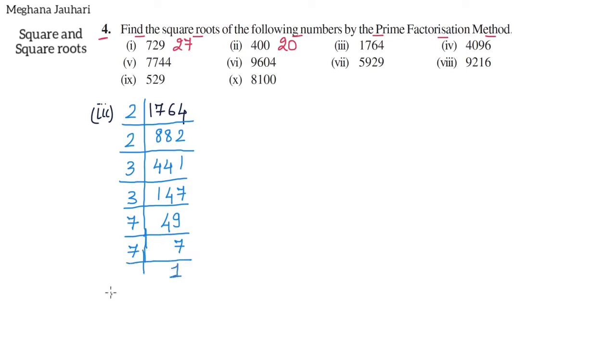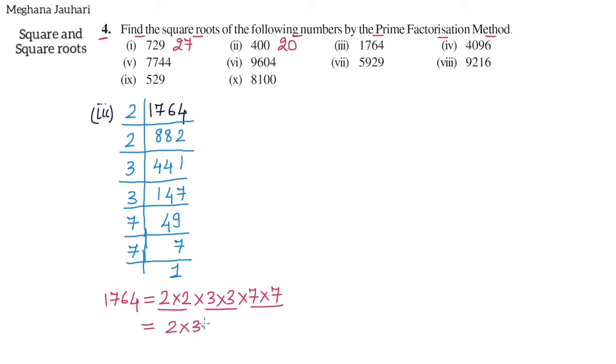Now what is our next step? We will write all the factors of 1764. So we'll get 2 into 2 into 3 into 3 and into 7 into 7. Now we are splitting it into pairs. So what we will get? This pair and this pair. We will take one number out of each pair.